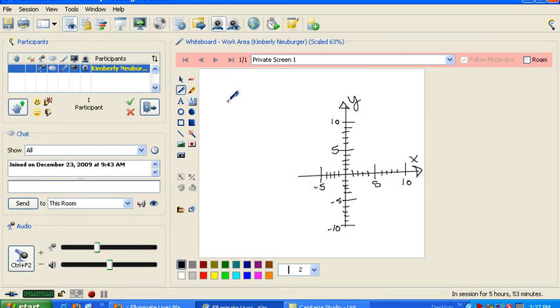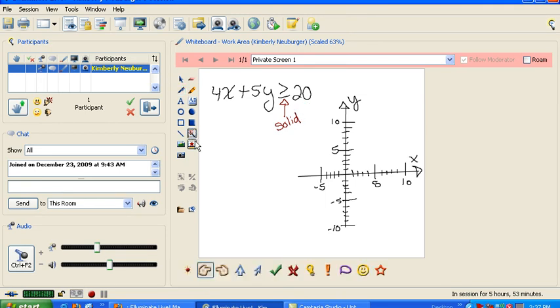And let's say that we're asked to graph the inequality 4x plus 5y greater than or equal to 20. Now, first thing that I notice on this is that I have greater than or equal to. So when I graph my line, I'm going to use a solid line because we can include the line. Now I also notice that this equation here happens to be in standard form. Since it's in standard form, when I graph it, I'm going to use the x and y intercepts to graph it.